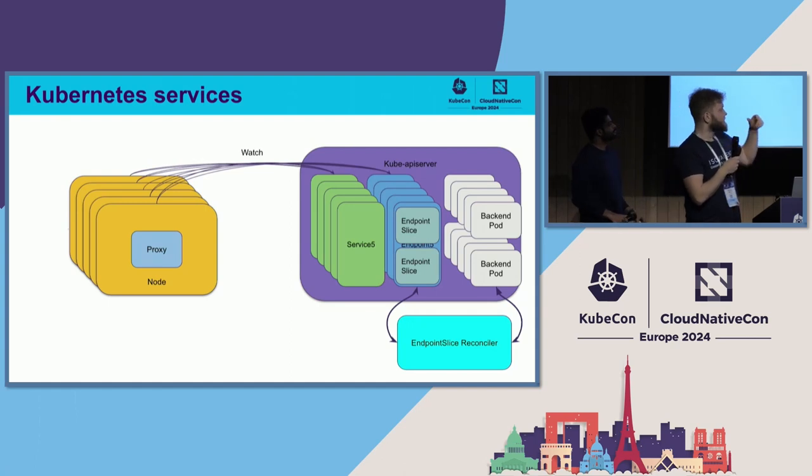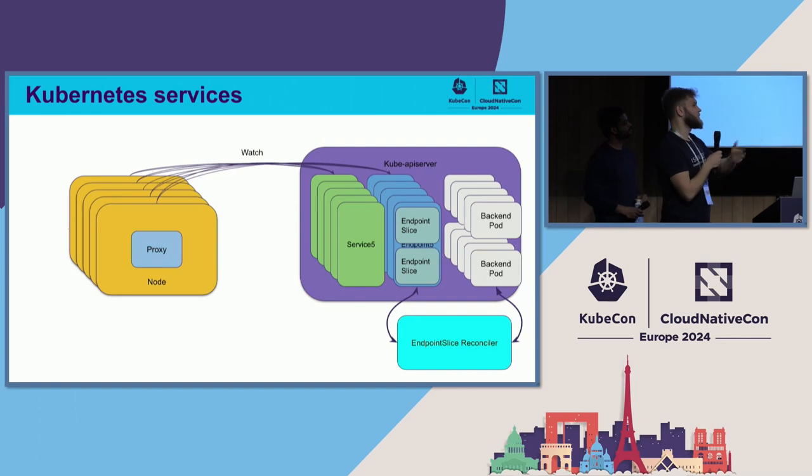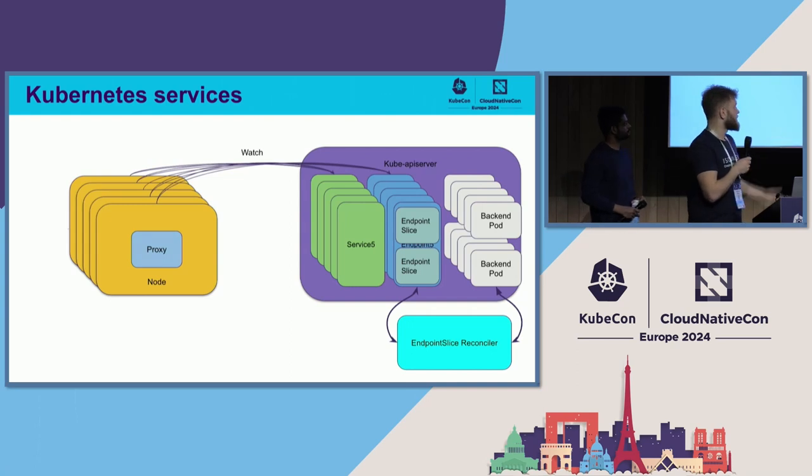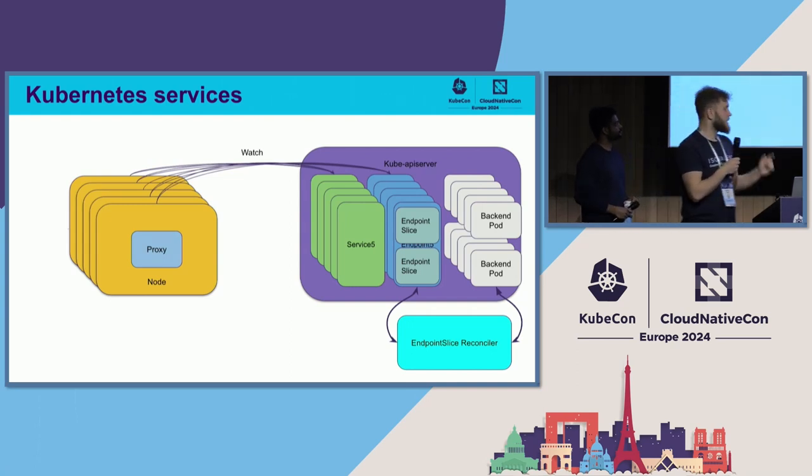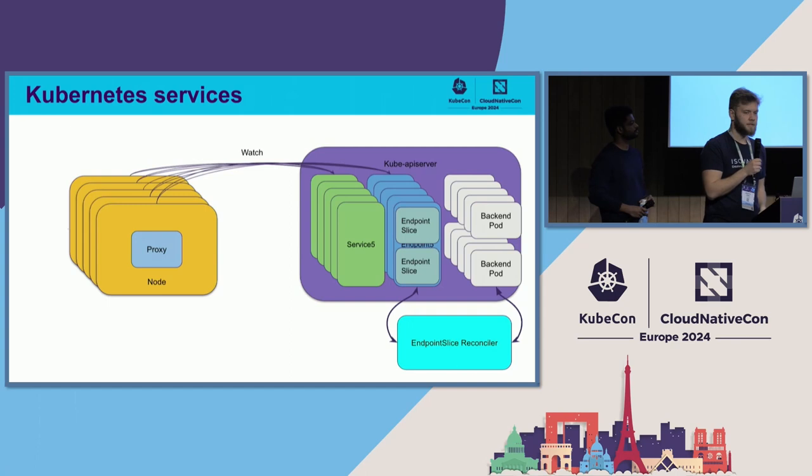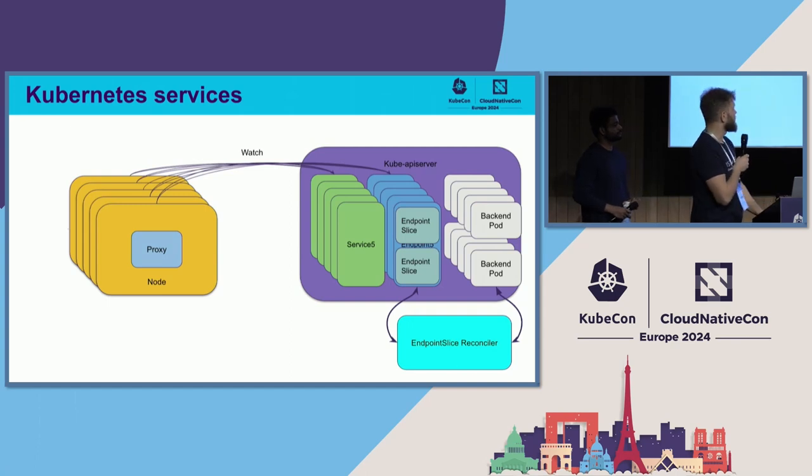And what happens then is, if you create a pod, you don't need to send out all the IPs behind the service. What you only need to do is send the update of the single endpoint slice, with a fixed amount of IPs.